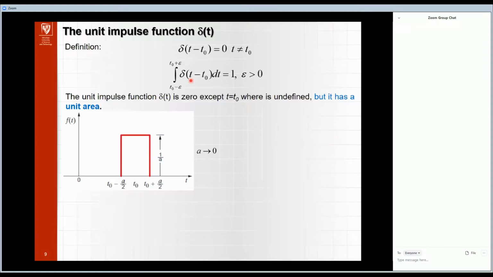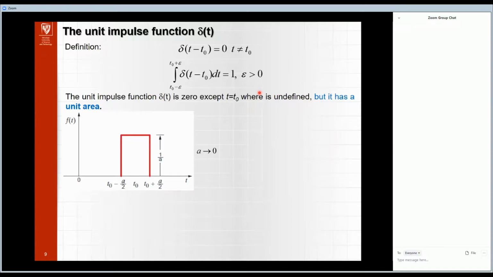When we integrate this singularity function in the region from t0 minus epsilon up to t0 plus epsilon, we know that the area is equal to 1. Of course, epsilon should be more than 0. And the unit impulse function is 0, except, as I said, at t equal to t0, where it is undefined. We don't know this value. It is very high, but it has a unit area.